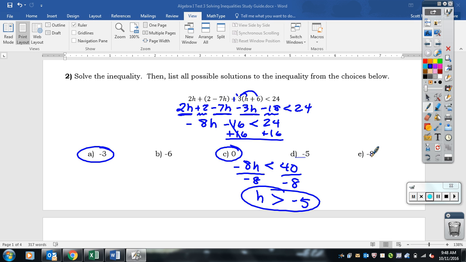No, it is not. So the question is, is this one okay? The answer is no. -5 is not bigger than -5. We're looking for things that are bigger than -5. If there were a line underneath, would this be an answer? Yes, it would. But since there's no line underneath, it's not equal to, the answer is just C and A.